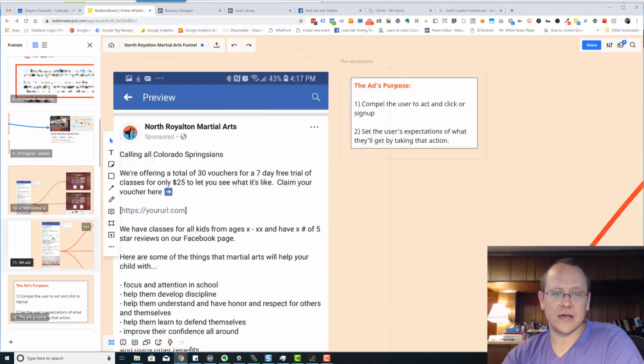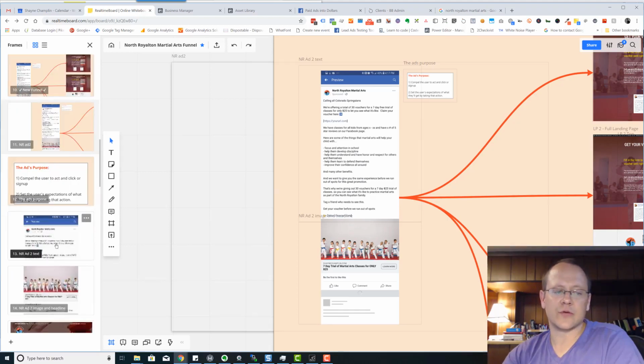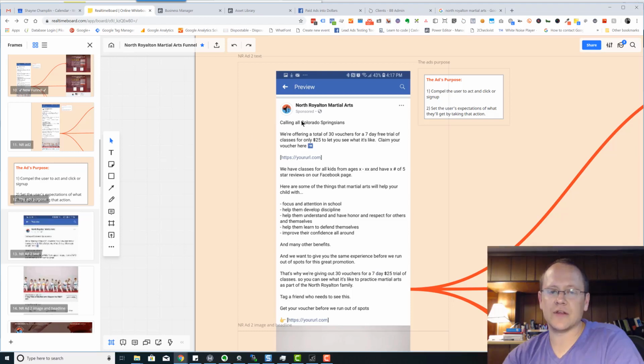So let's go back to the ad and look at it. So I kind of followed a little bit of what Billy Wilson's sort of style of writing is with these ads. If we look at the copy here, this one is because I live in Colorado Springs. We're offering a total of 30 vouchers for a 7-day free trial of classes for only $25. It lets you see what it's like. Now, I didn't even think of the $35 offer that you already had in here, which I would have definitely used, but you could see it's about the same offer anyway. So the class is for only $25. It lets you see what it's like. Claim your voucher here. There's your URL.